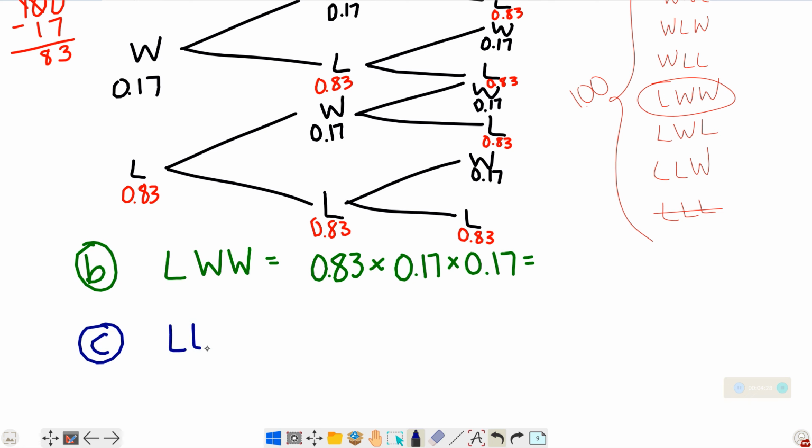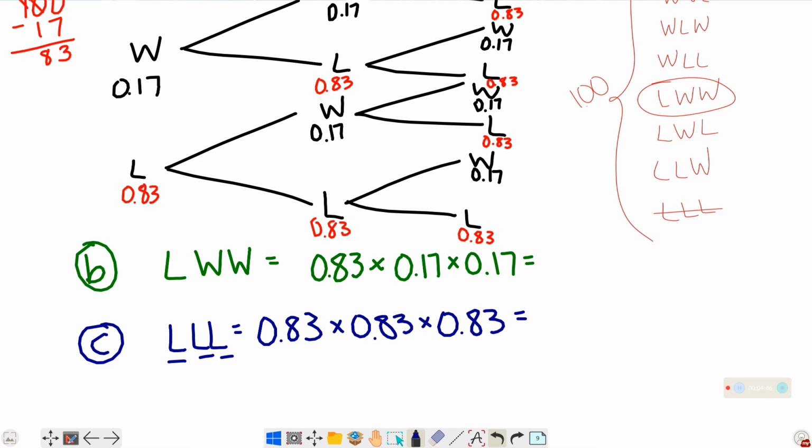So lose, lose, lose. The probability of a loss is 0.83. And because we have 3 L's, we need to multiply that out 3 separate times. This comes out to about 0.5718, and we're going to subtract that from 1, which you can finish on your own.